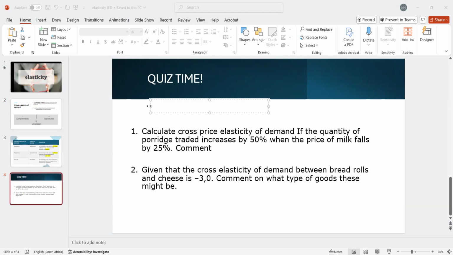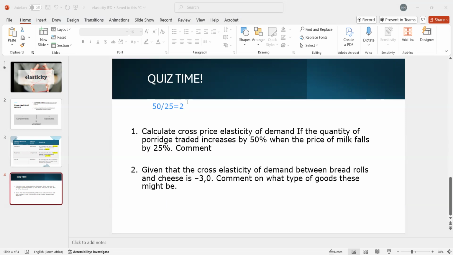So the cross elasticity of demand is equal to the change in quantity. They told us the change in the quantity is 50%, so they've already calculated the change. So you just say 50%, divided by the change in the price of a related good. In this case, the related good is the milk and the price has fallen by 25. So you say 50 divided by 25, and you get 2. So the answer that you got is 2.